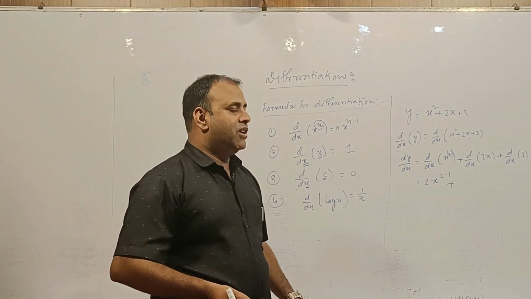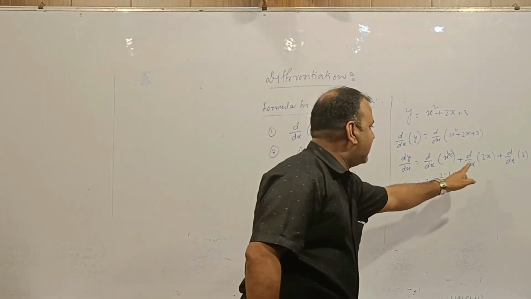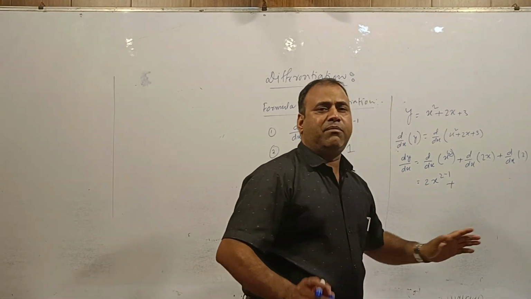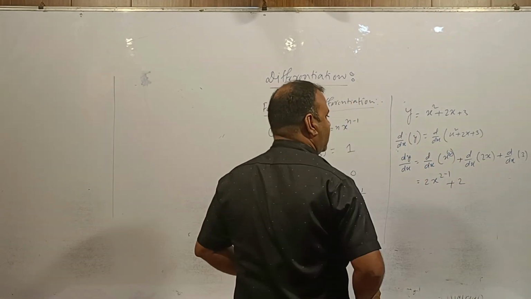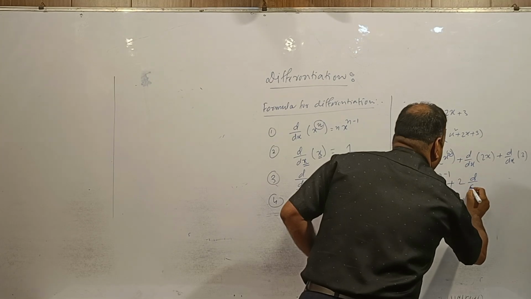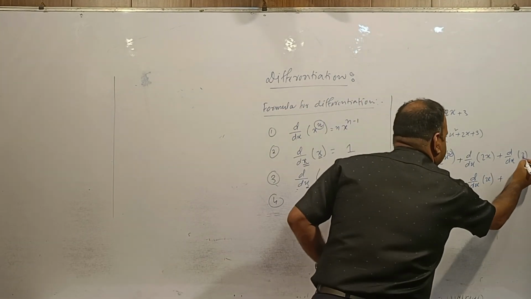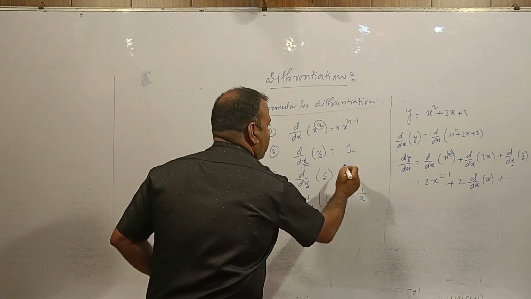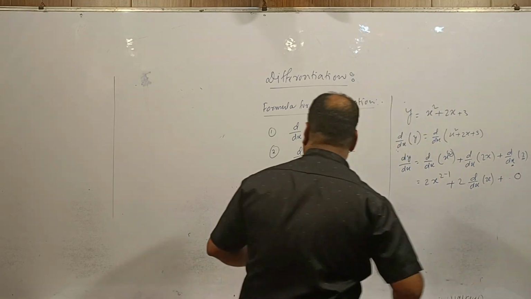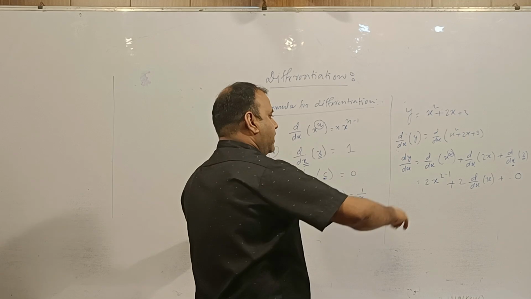So generally you know water and oil never mix. Similarly variable and constant term never mix. So 2 will come outside. Now d dx of x will be 1. Now you can see here a dissimilar variable, the result will be 0. That means the third formula you have to use here. So it will be 0.